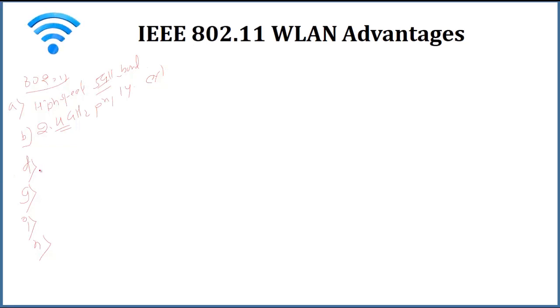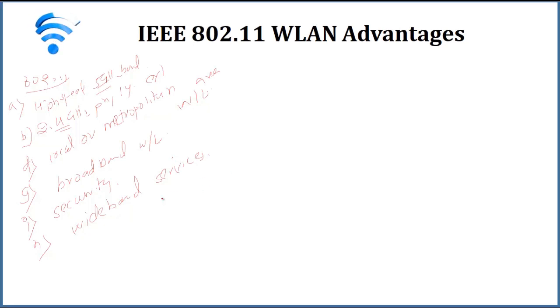And then D is used in local, or local and metropolitan area wireless, but wireless, not wired. G is used for your broadband wireless. Then I is used for your security. Then N is wideband services, what you are currently using at your home or in your phones. Under this N there are also many variants. These are some of the 802.11 subgroups.